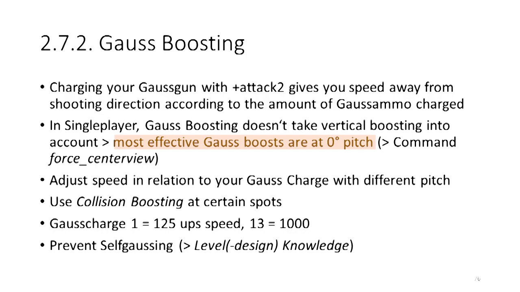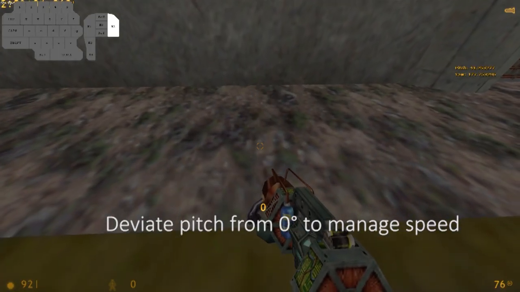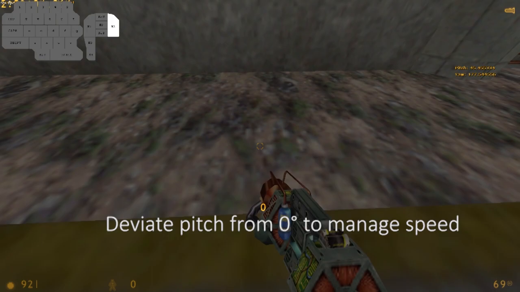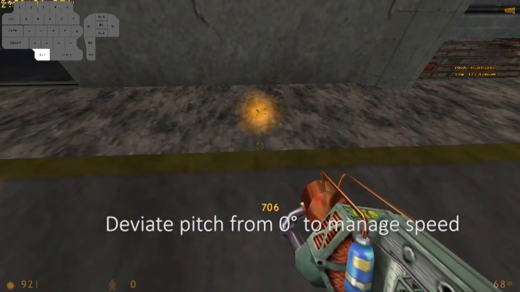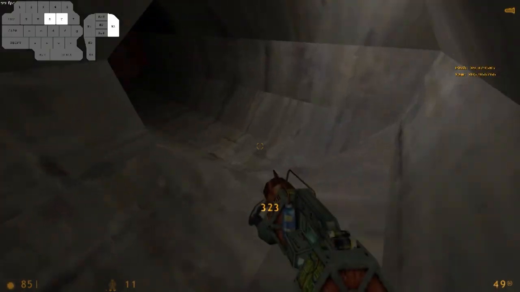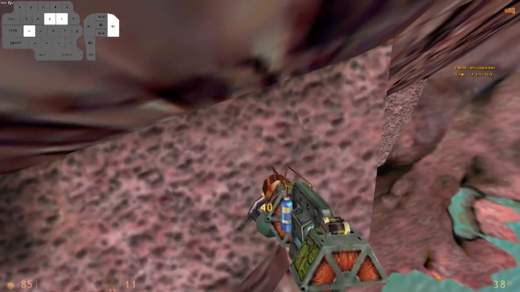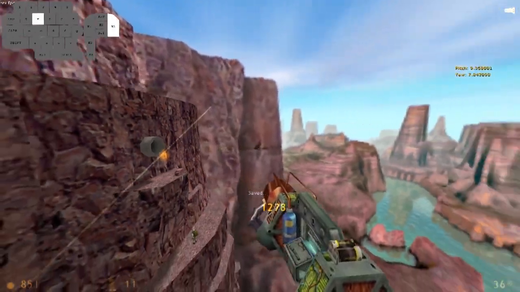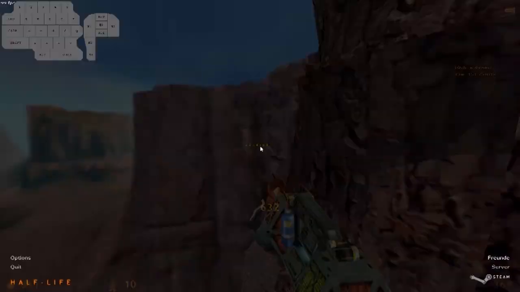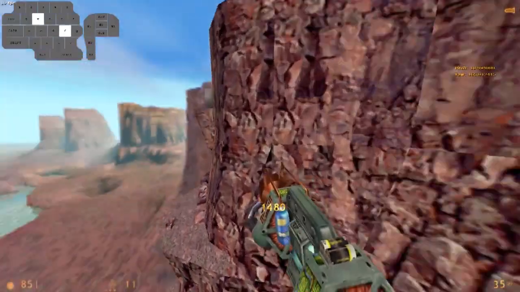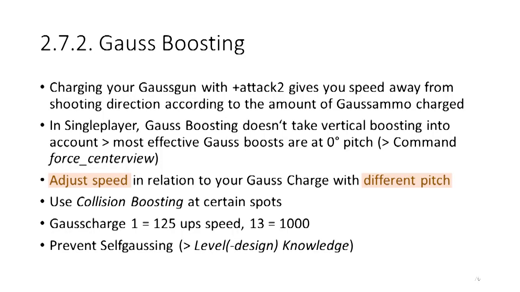In single player, it is not possible to gain vertical boosts from Gauss boosting. The energy deviation from a 0-degree pitch achieved with the force center view command will simply vanish. In some places, it is possible though to make a collision boost up on certain slopes or small obstacles, to gain height and jump over abysses. Knowing this, you can manage your speed at too high Gauss charges.